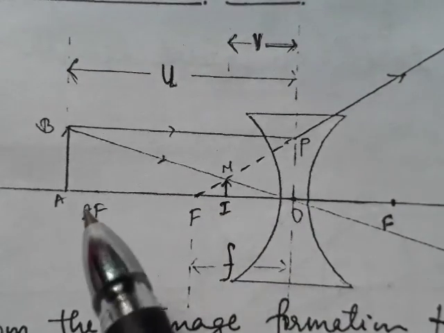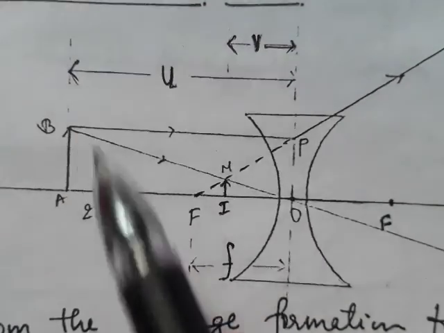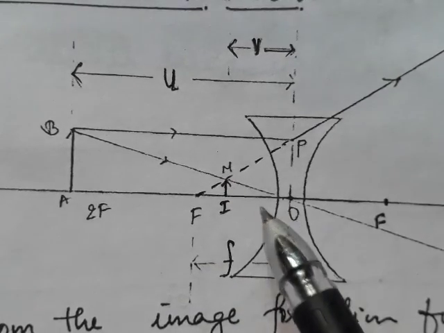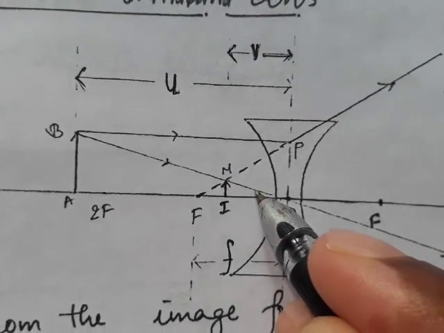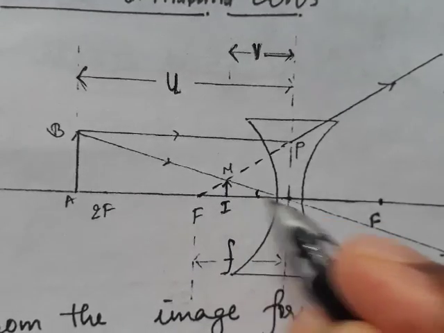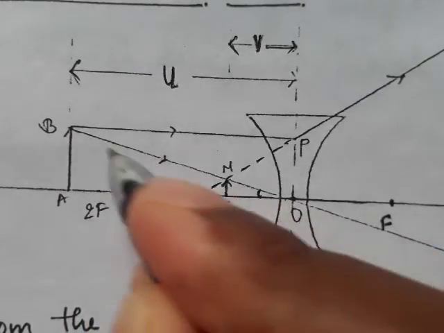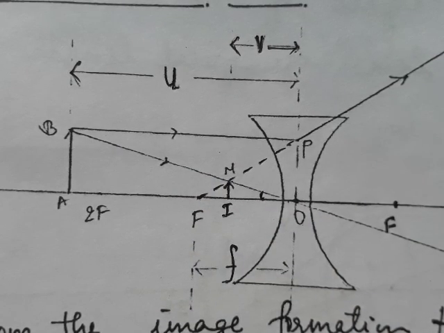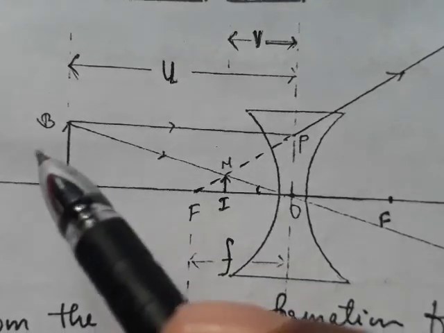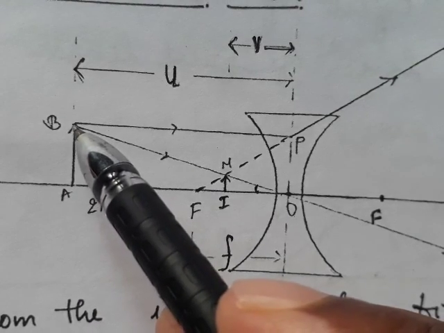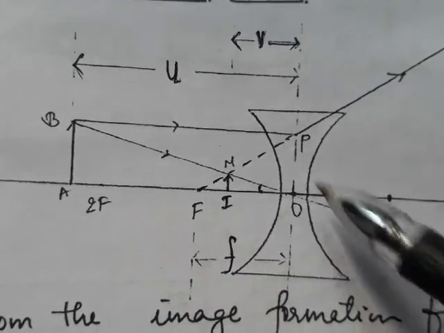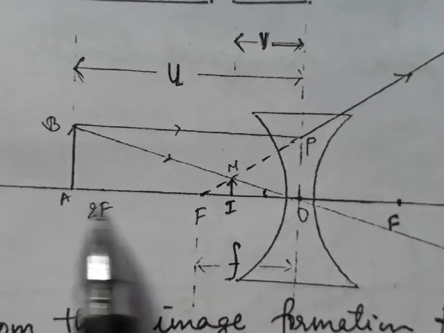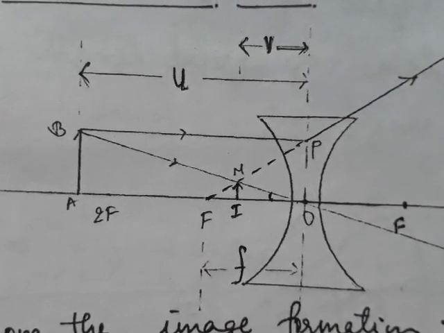Now we consider the triangles ABO and IMO. These two have the same angle, this angle. This triangle IMO and this big triangle ABO share the same angle. As they share the same angle, we can write their sides. AB divided by IM is equal to AO divided by IO.